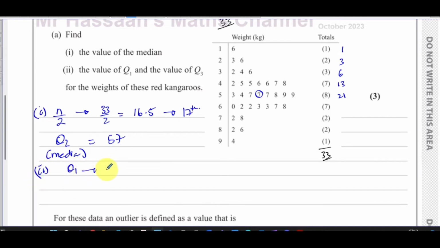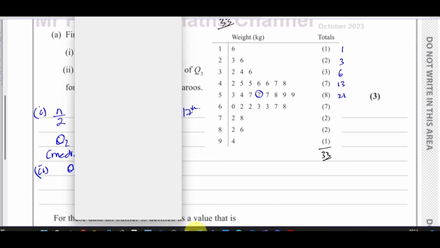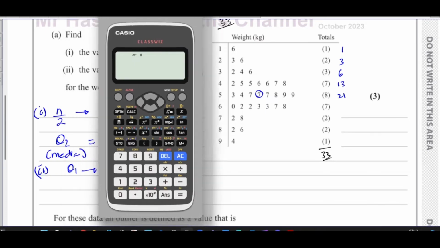The position of the lower quartile is given by the number of entries divided by 4. Okay, a quarter of the way up. So that's going to equal 33 divided by 4. Now, whatever number comes up here, we have to round up to the next number. Even if it's less than 0.5, we round up.